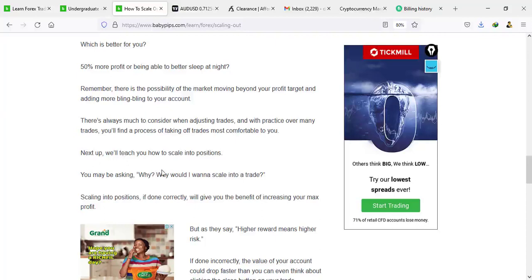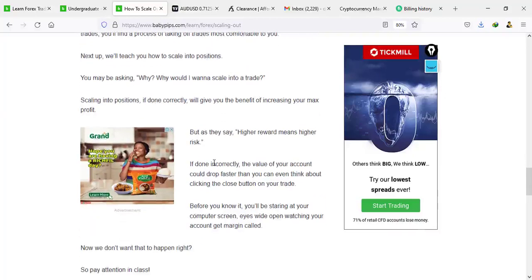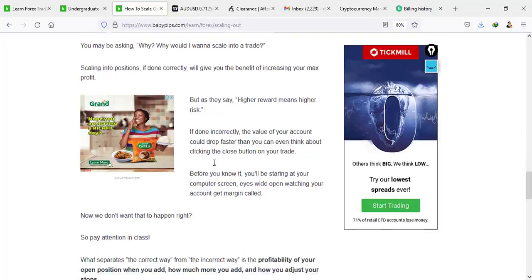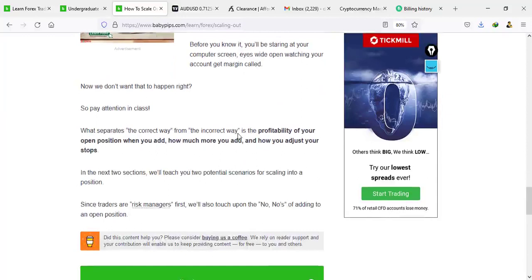So yeah, now we want to consider how to scale into positions, why it's good for you to scale into positions, and how you can do that correctly. Now, scaling into positions can, in fact, increase your maximum profit potential, right? And it also increases your risk the moment you are scaling into positions, okay? So if you do it correctly, fine, but if you do it wrongly, your account can get wiped out quickly, and before you know it, you'll just be looking at your computer screen wishing you had not scaled in, okay?